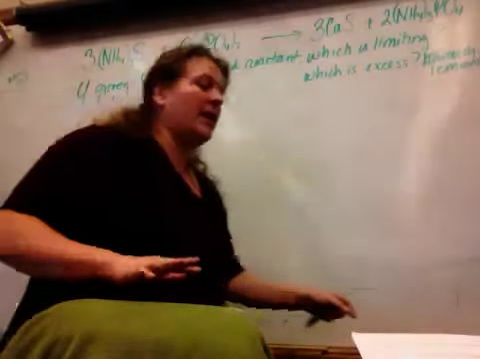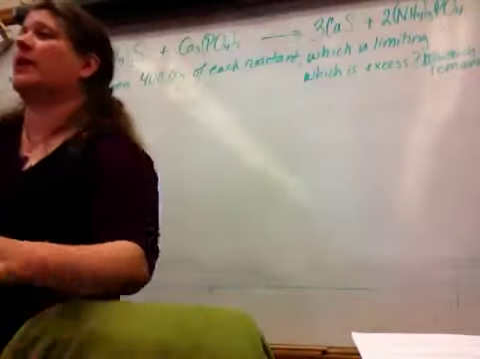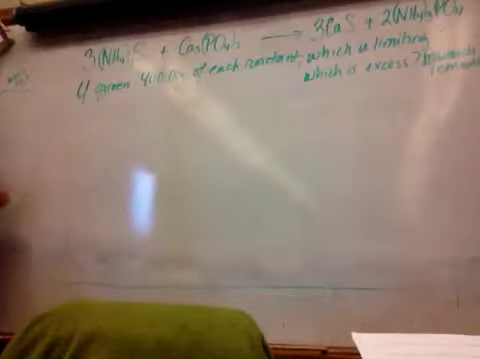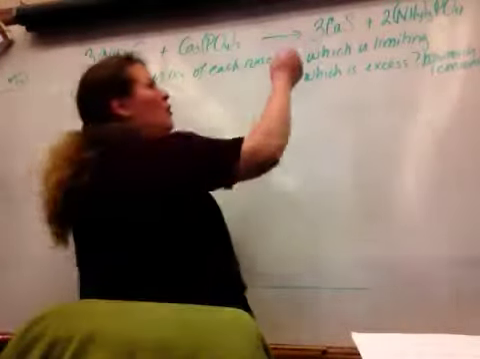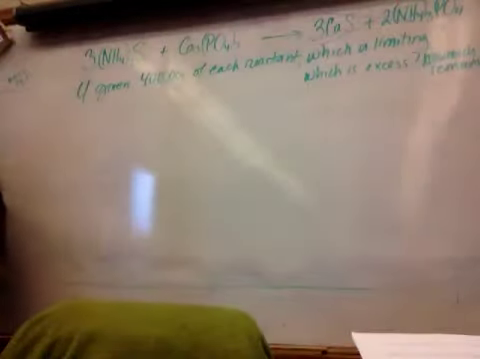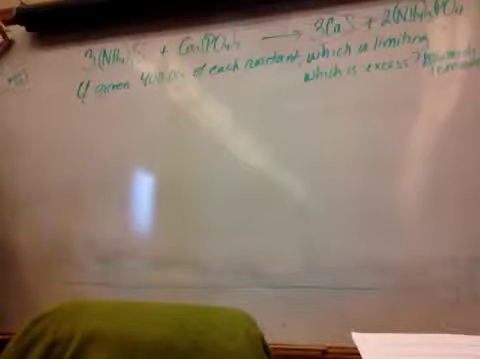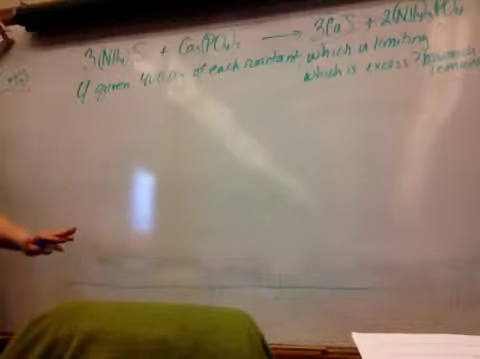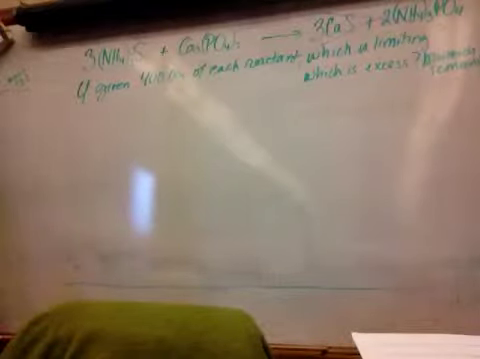Now here's the part that you are all very good at. You are all very good at getting the right numbers, and we're going to go ahead and get the right numbers. So what I want you to remember is that this is a limiting and excess reactant problem. What that means is for the purpose of this problem, we are going to completely ignore the products. For right now, we're going to completely ignore the products. So we're only going to compare the two reactants.